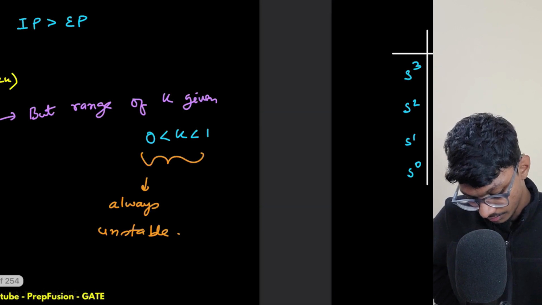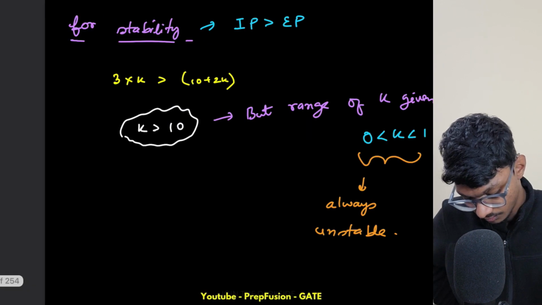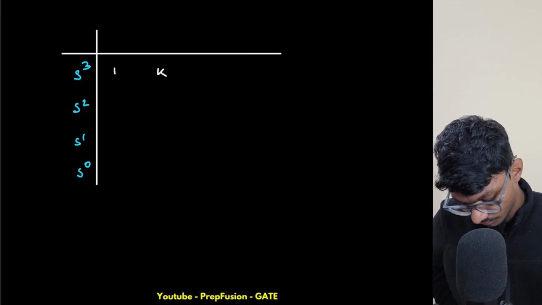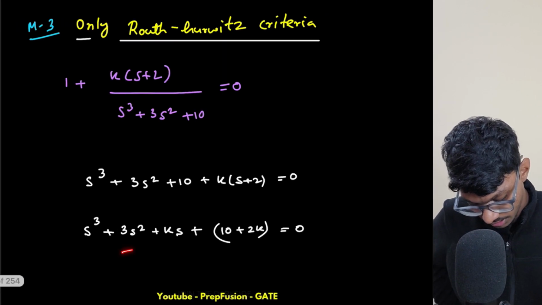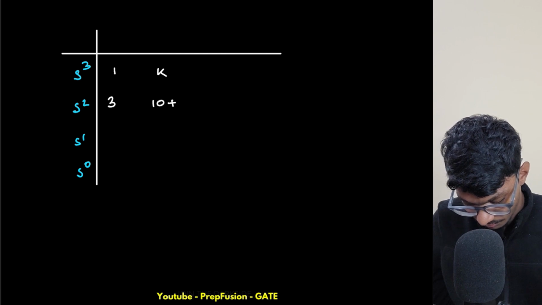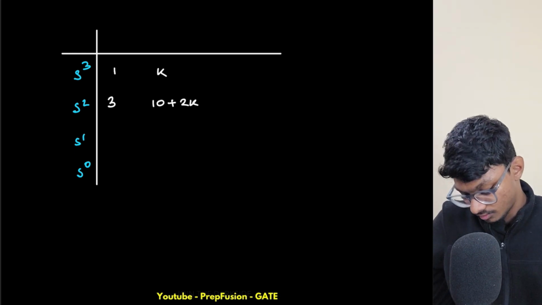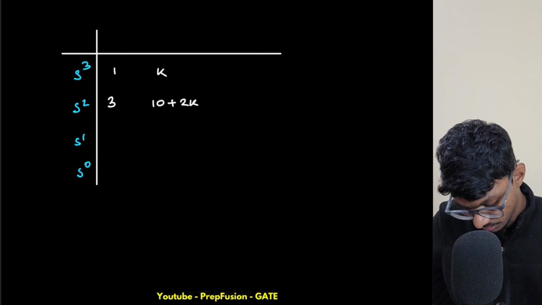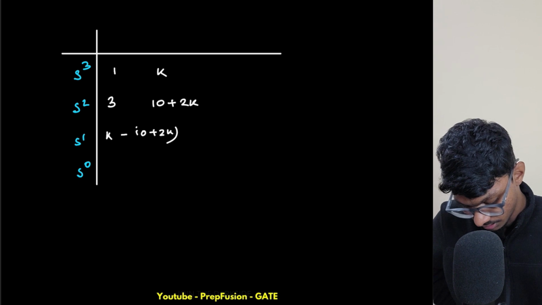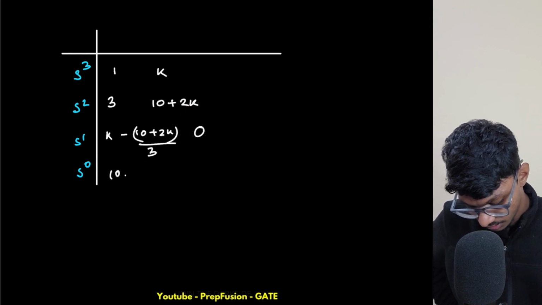Now what you write is this coefficient: 1, k, and this one is 3, 10 plus 2k. So now solving, this becomes k minus (10 plus 2k) divided by 3 itself, and here it is 0, so this will directly come down here. This is 10 plus 2k.